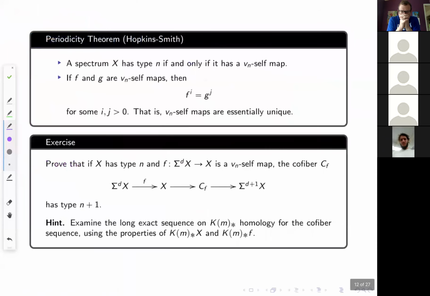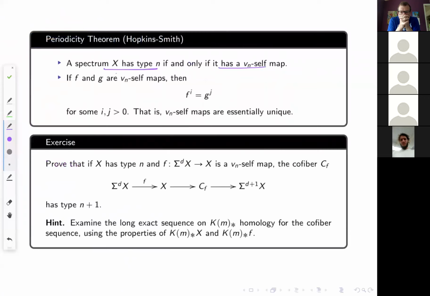So now the periodicity theorem of Hopkins and Smith says that a finite spectrum has type n if and only if it has a Vn self-map. So one way to detect type n spectra is to look at the K(n) star homology. You compute K(n) star of X. Remember, K(n) star has a Künneth isomorphism, so it might not be so hard to compute.